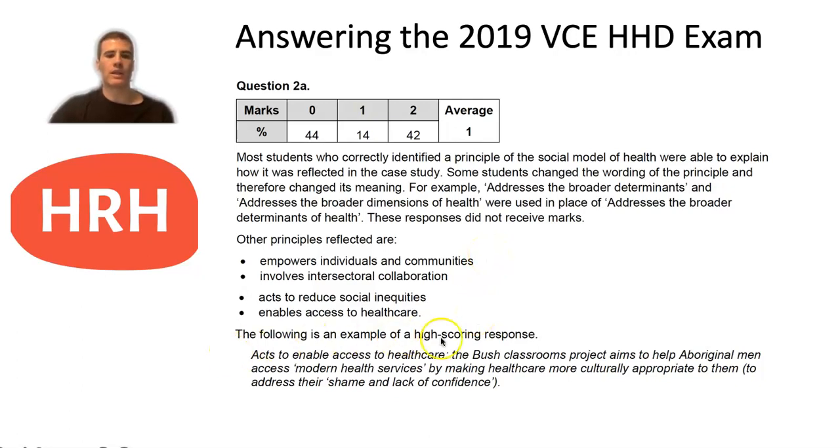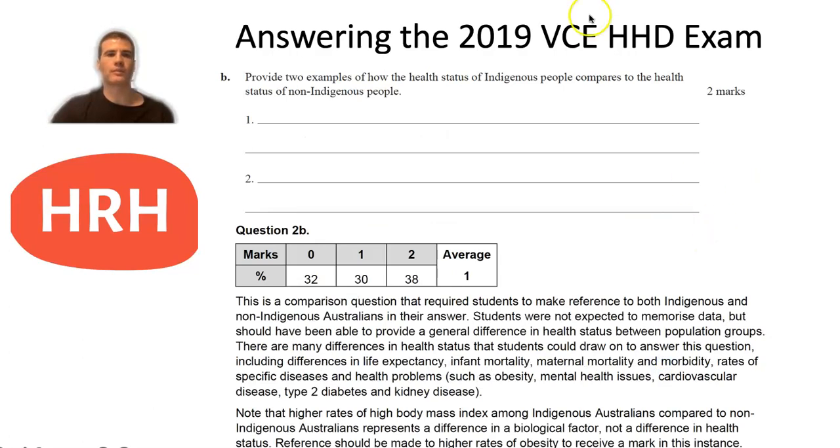And then after you've identified the principle, it's a good idea to identify it right at the start of your answer, if you ask me. You then had to link it to an aspect of the program. So you can see here this student chose acts to enable access to healthcare and then talked about how the Bush Classrooms project aimed to help Aboriginal men access modern health services by making healthcare more culturally appropriate to them. Obviously if it's more culturally appropriate, they're more likely to be able to engage in that healthcare service and access it. So that's a good example of one of those principles that was present in the project.